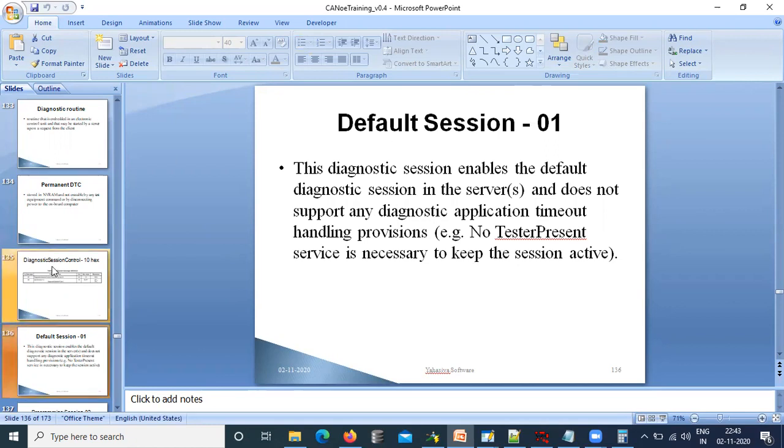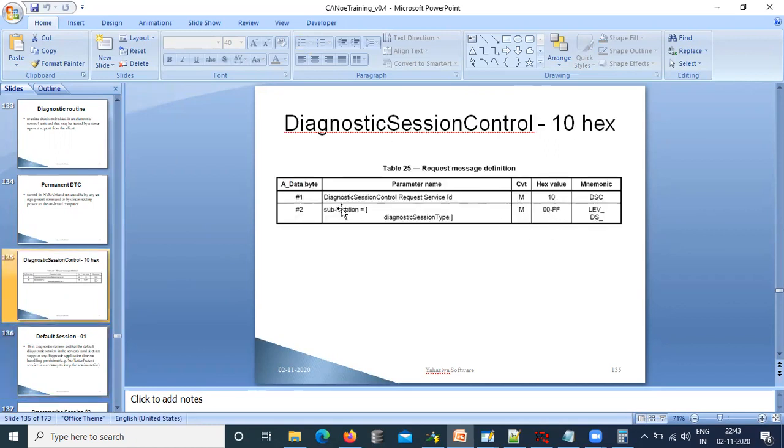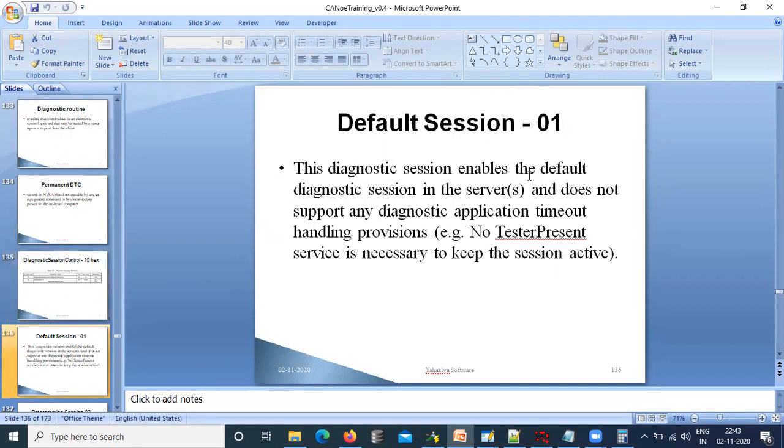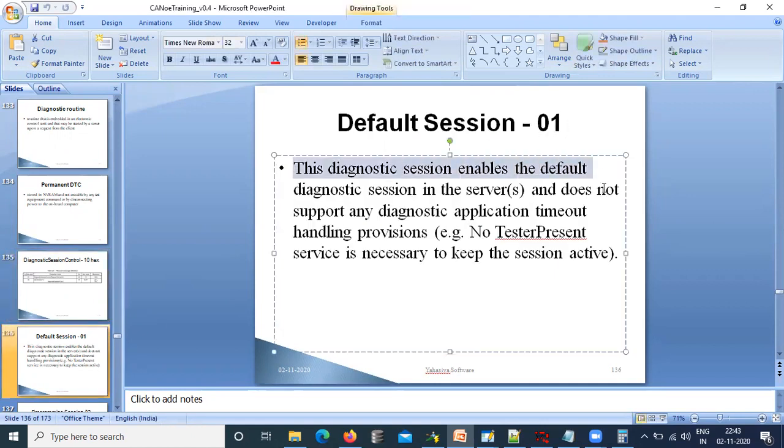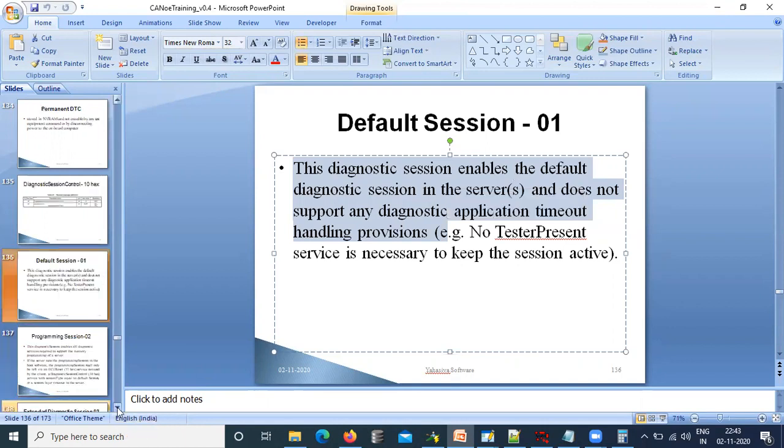If the session type is 0x01, this diagnostic session enables the default diagnostic session in the server, which means the ECU, and does not supply any diagnostic application timeout handling provision. There are no timeout functions in default. The ECU will always be in this session by default. There is no timeout for this.